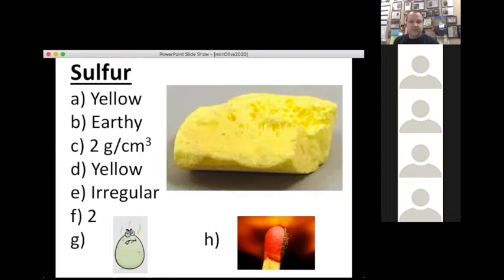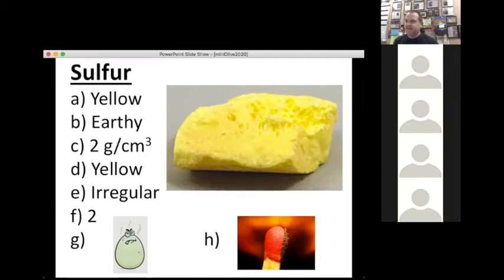So the first mineral I gave you was a mineral called sulfur. Sulfur is known for its bright yellow color. Now, that was the first thing I asked. What is the color of sulfur? So you see A is yellow.